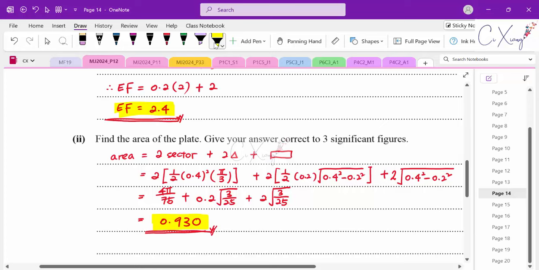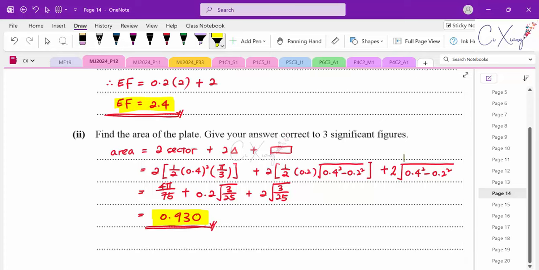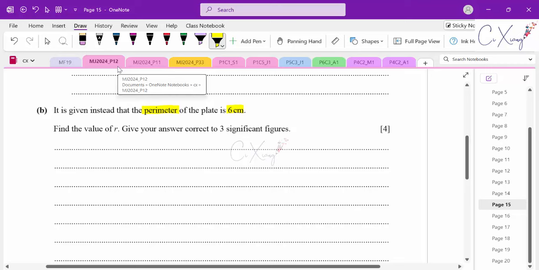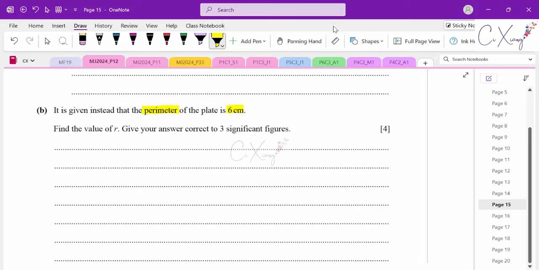Okay, then let's continue to part B. So now let's come to part number B. It is given that the perimeter is 6 cm. Find the value of R, give your answer correct to 3 significant figure. So perimeter is 6.